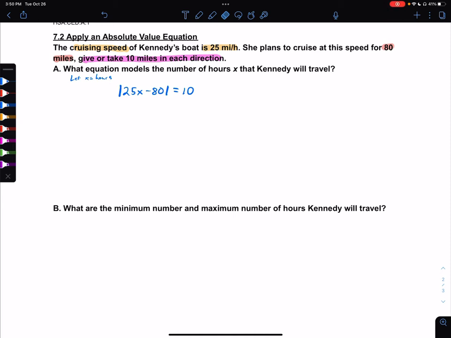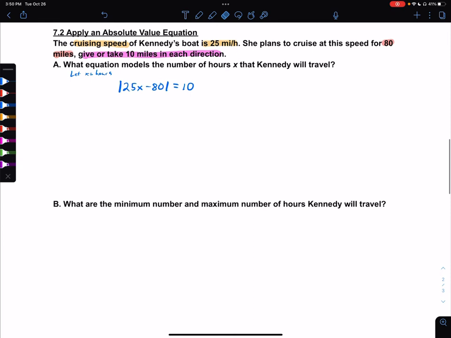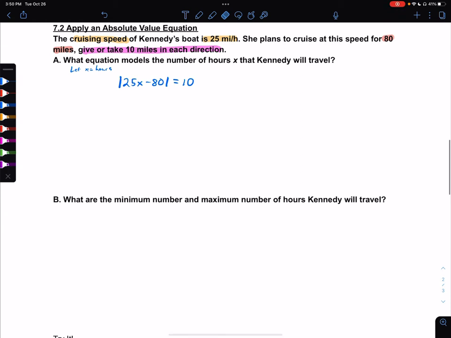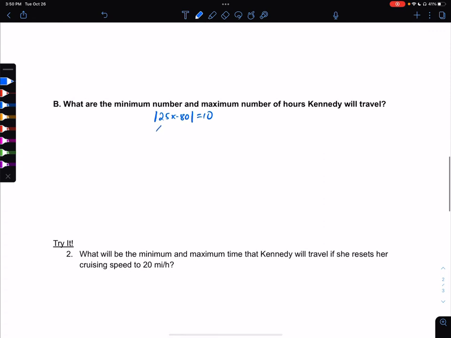That's just what equation models the number of hours x that Kennedy will travel. In part B, what are the minimum number and maximum number of hours Kennedy will travel? Well, this is where we're going to take our absolute value equation, the absolute value of 25x minus 80 equals 10, and we're actually going to solve it. So in this case, remember, we need to create two equations. The absolute value is already isolated, so I don't need to move anything around. I can create my equations. So 25x minus 80 equals 10, and 25x minus 80 equals negative 10.